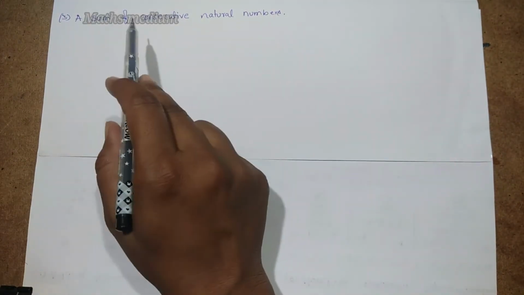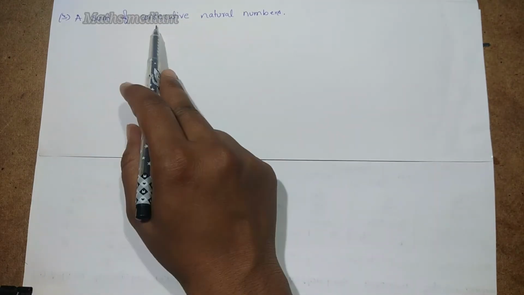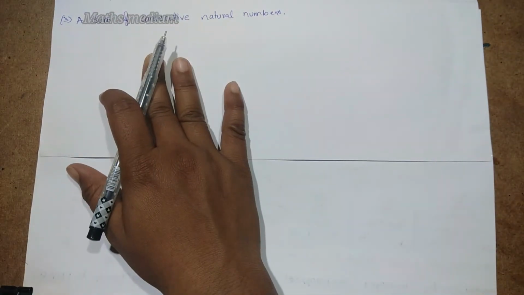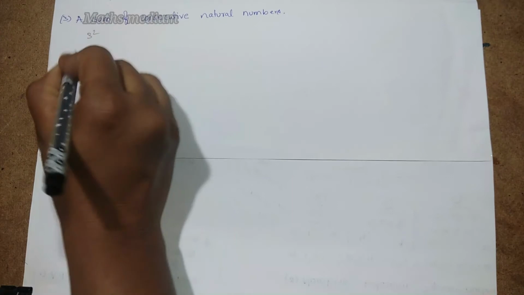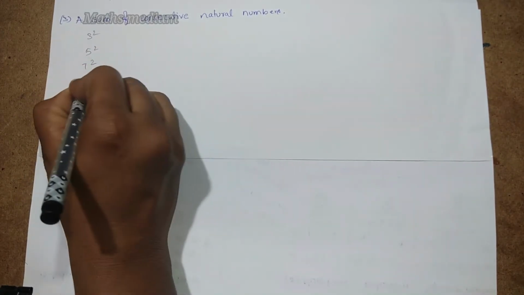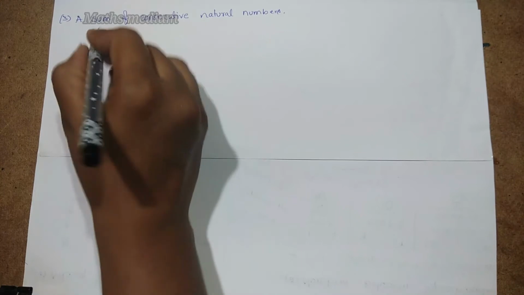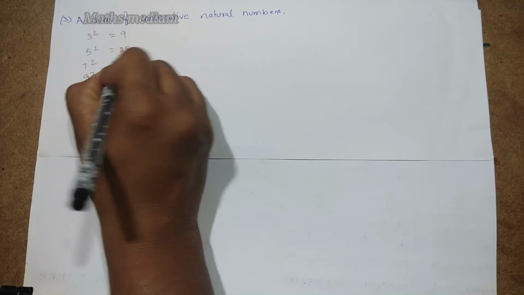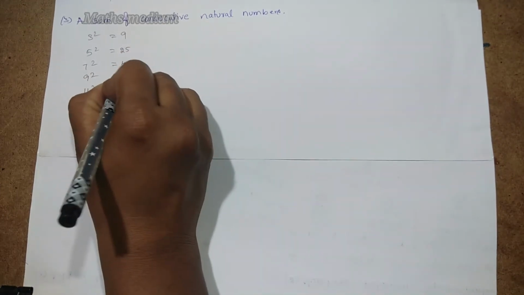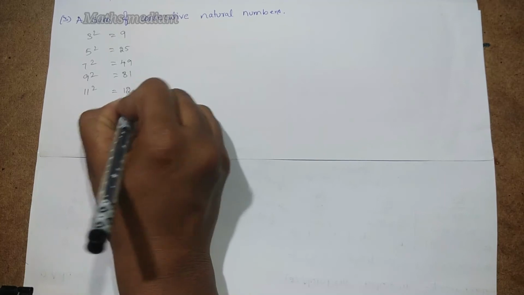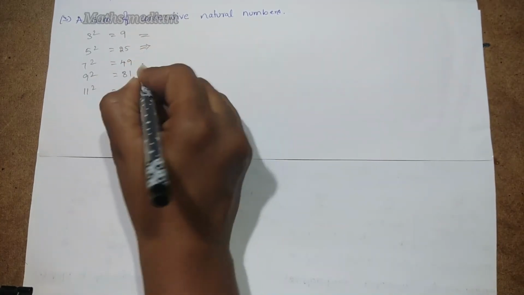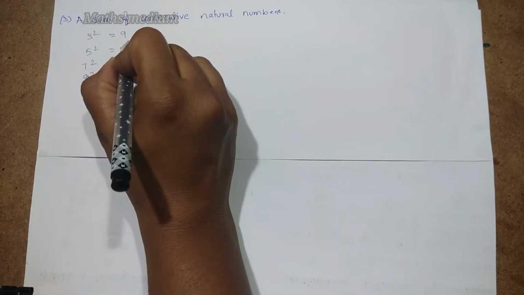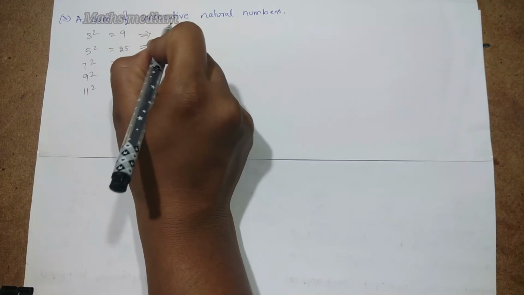Next, the third one is the sum of consecutive natural numbers. Here, by using the sum of consecutive natural numbers, we can get a square. That is what we have to prove here. See, if you take 3 square, 5 square, 7 square, 9 square, 11 square, etc., these can be written as 3 square 9, 5 square 25, 7 square 49, 9 square 81, 11 square 121.